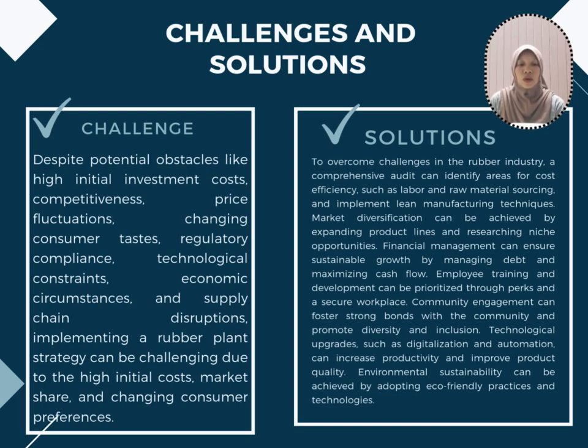And the solution for the rubber factory is to overcome challenges in the rubber industry. A comprehensive audit can identify areas for cost efficiency, such as labor and raw material switching, and implement lean manufacturing techniques. Market diversification can be achieved by expanding product lines and researching niche opportunities. Financial management can ensure sustainable growth by managing and monitoring cash flow. Employee training and development can be prioritized throughout, along with a secure workplace.